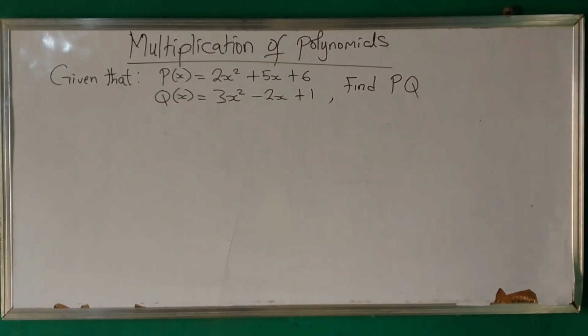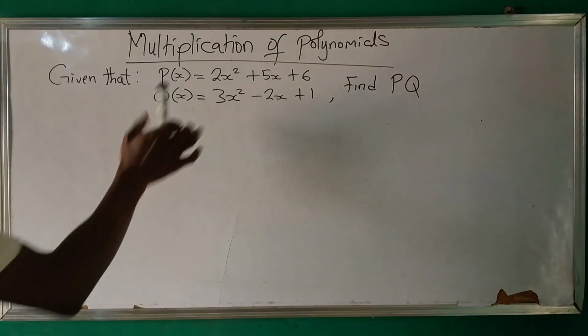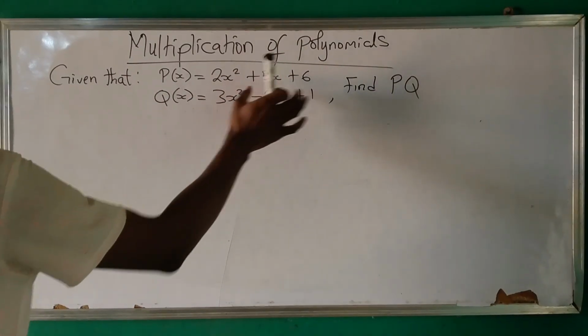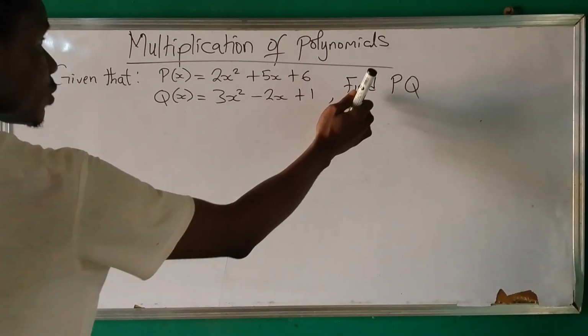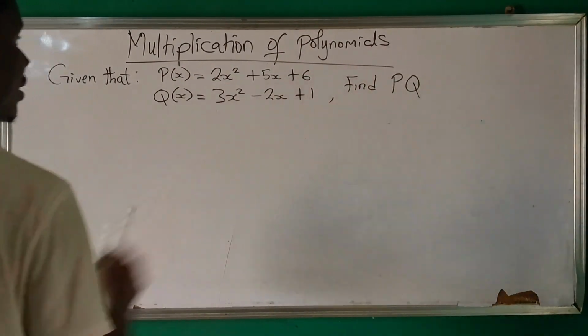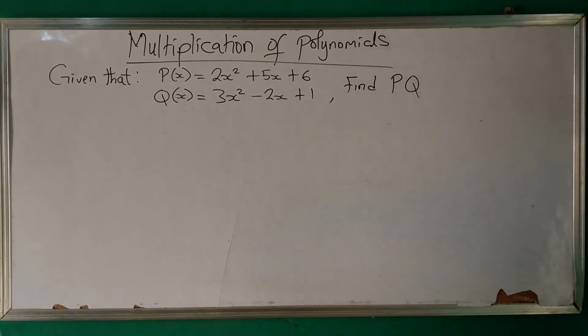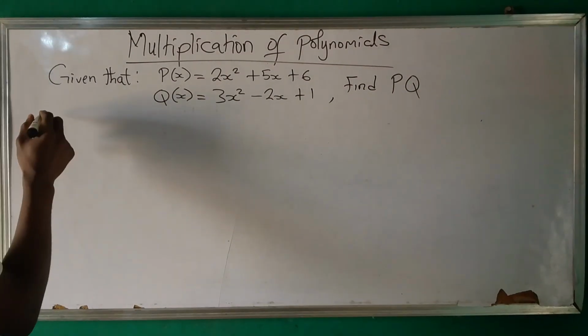You can see that we have another question on the board. In this particular video, we'll be dealing with the multiplication of polynomials. Right before us, we have two functions, p of x and q of x, and we'll be multiplying these two functions because that's what the question is directing us to do. The question says that given that p of x equals this and q of x equals this, we should find pq. That is, we should multiply p and q. Now let's see how we approach that.